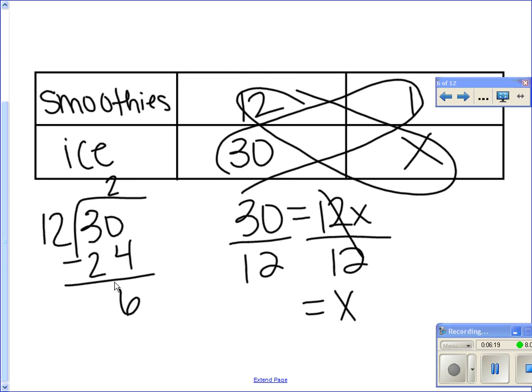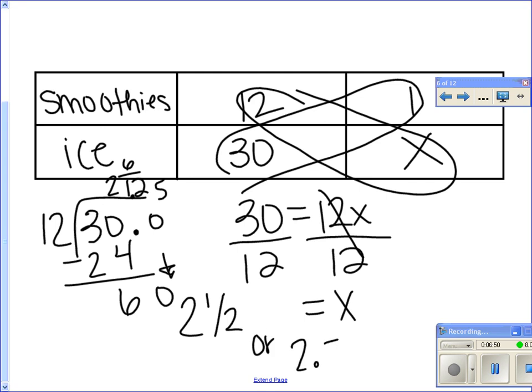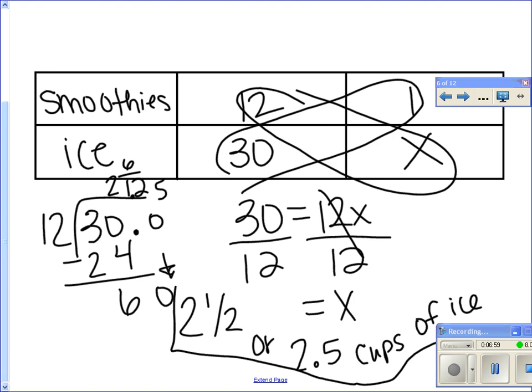Now, since it does not give you the specific form that you need it in, you can have it in either fractions or decimals. If you have it in a fraction, the 6 becomes the numerator and the 12 is the denominator. But you have to simplify. So that is 2 and 1/2. If you did it with a decimal, you add a decimal and bring it straight up, add a 0 and bring it down. 12 goes into 60 5 times. So you could have 2 1/2 or 2.5 cups of ice. So you could put cups of ice. Either one of these will work since it did not say that you have to have a specific form.